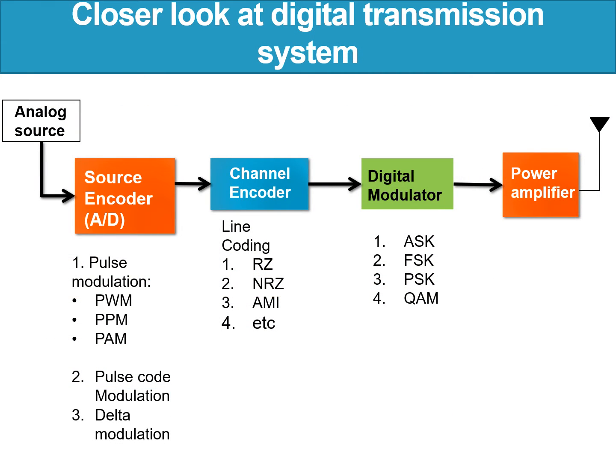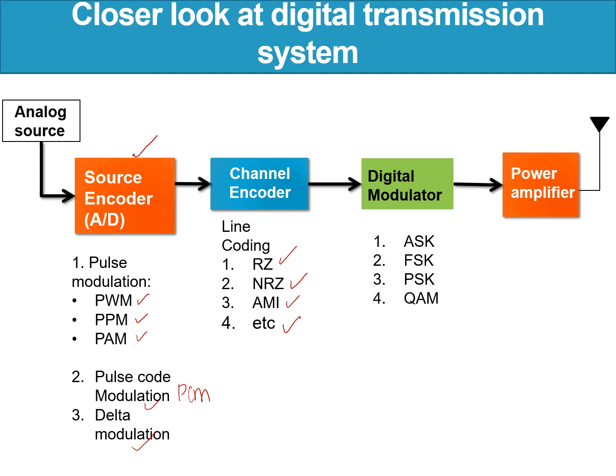So let's look closer at the digital transmission system, the transmitter. Here we have the analog to digital converter, ADC. The types of ADC conversion are pulse width modulation, pulse position modulation, pulse amplitude modulation, pulse code modulation, which is PCM, and then delta modulation. Next is the channel encoder. We have line coding, return to zero, non-return to zero, AMI, and so on.